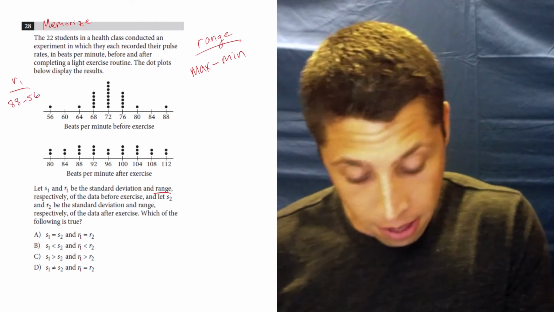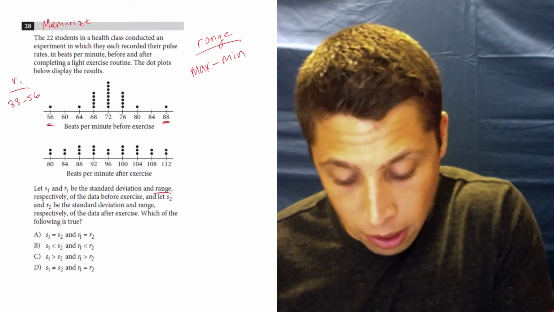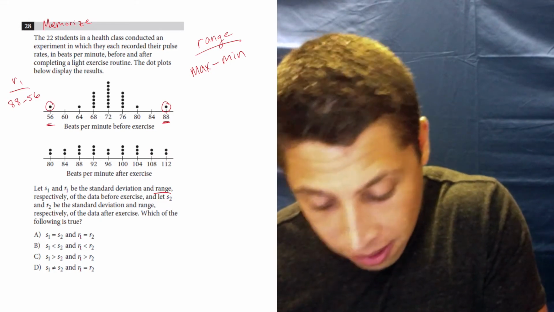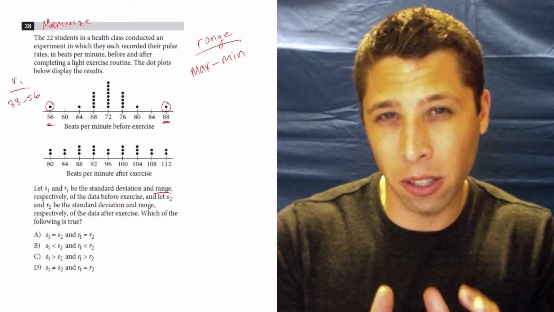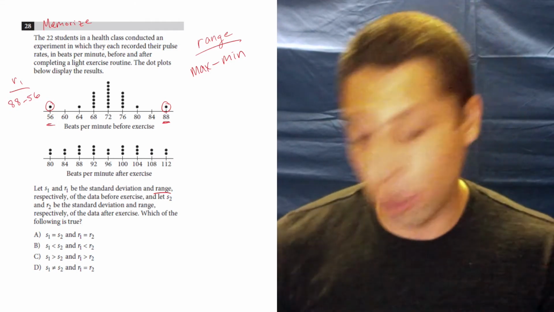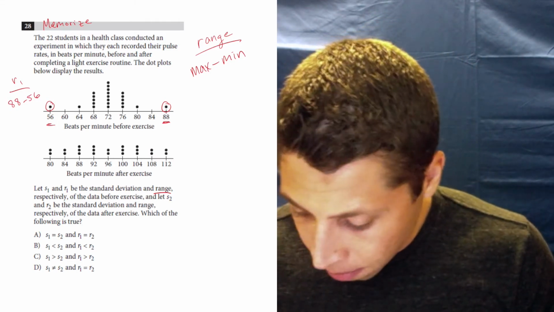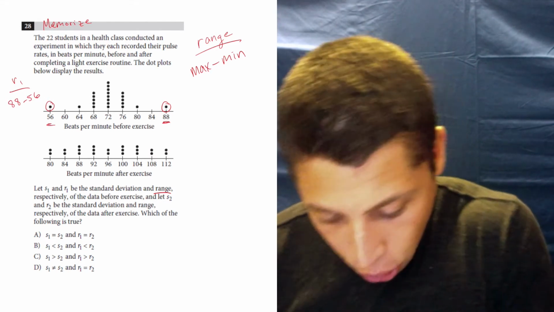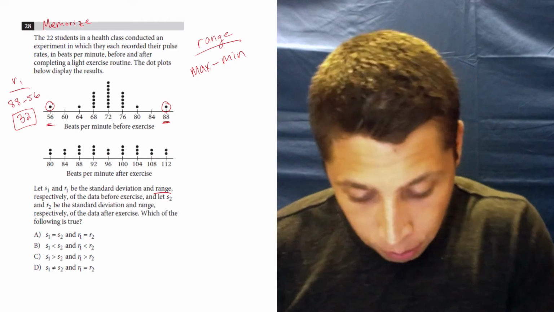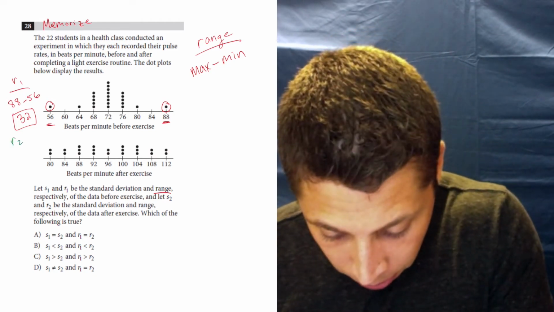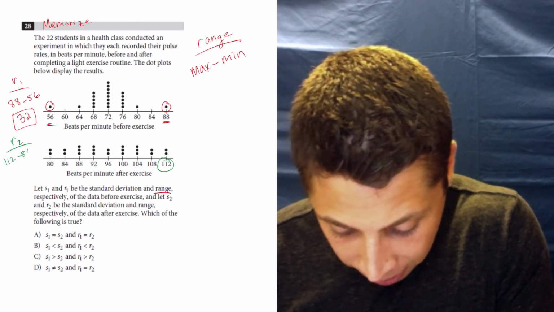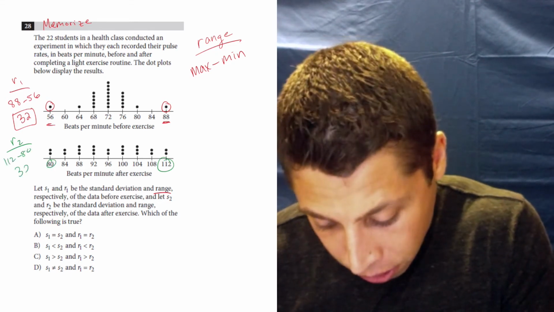And yes, I am going by the extremes of the graph, but it's not just because they're on the ends, it's because they also have points at those places. So it's important that you're not just measuring the scale, you're measuring where the final maximum and minimum value are. So okay, 88 minus 56 is 32. So R1 is 32. And we can do the same thing for the second graph, and that's going to be 112 minus 80, and that's also 32.